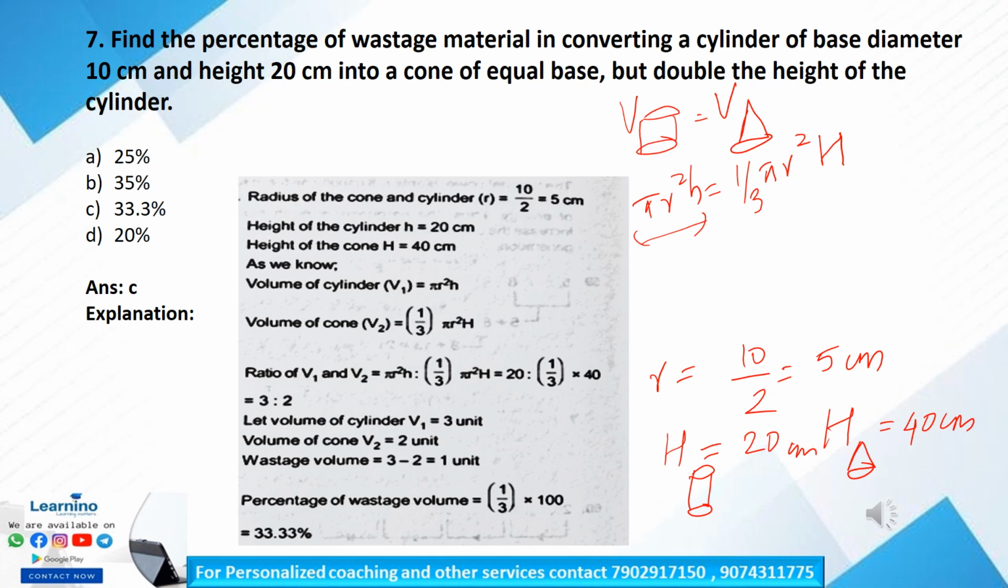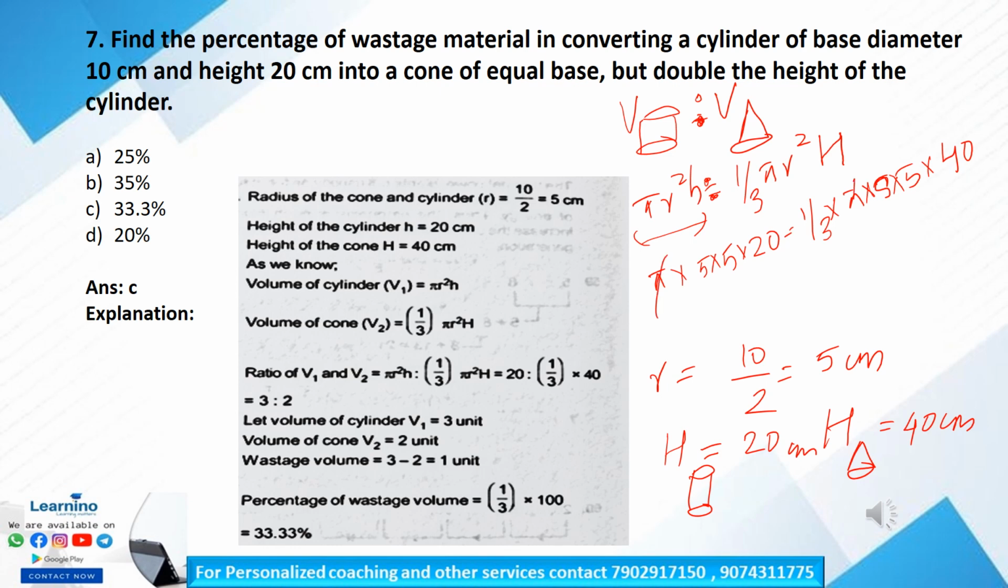So the ratio of V1 is to V2, where V1 is the cylinder's volume and V2 is the cone's volume. V1 is to V2 is equal to pi r square h is to 1 by 3 pi r square h. So pi into 5 into 5 into 20 is to 1 by 3 into pi into 5 into 5 into 40. Is it clear?